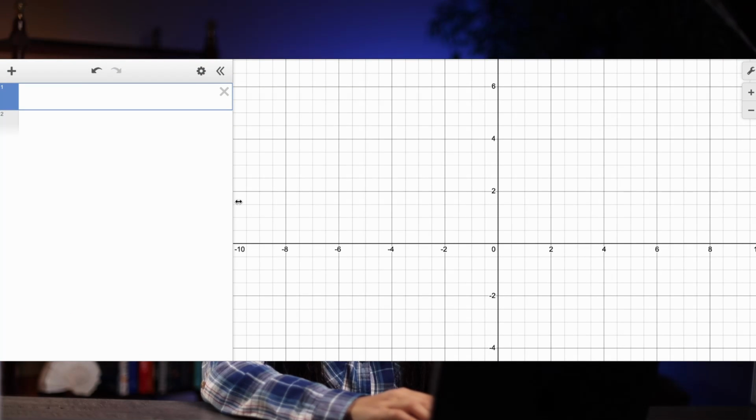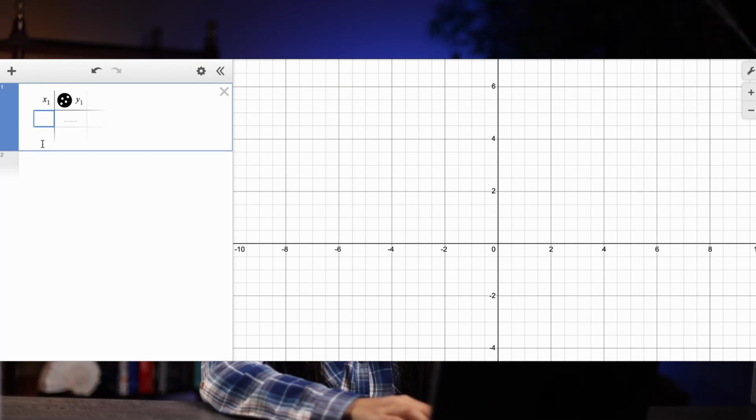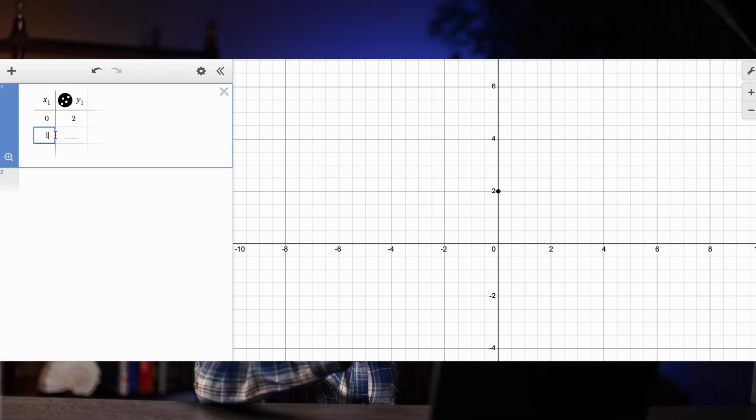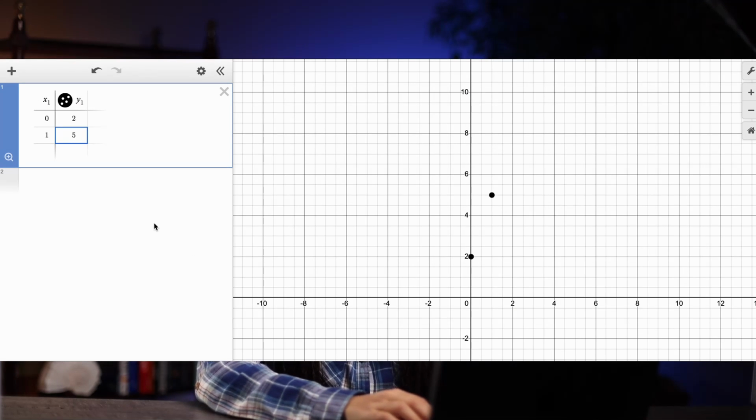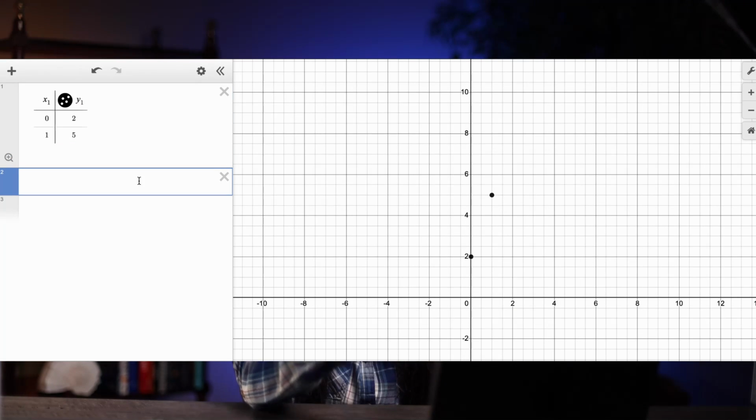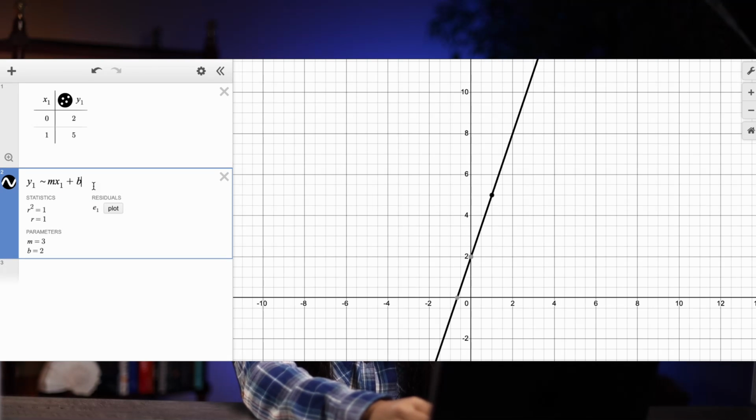So if you go to Desmos and click the plus button and then click table, a table is going to appear with x1 and y1, and now we can just put in the 2 points that we know, (0,2) and (1,5). Now, under the table, we want to write y1 then a little squiggly, mx1 plus b.